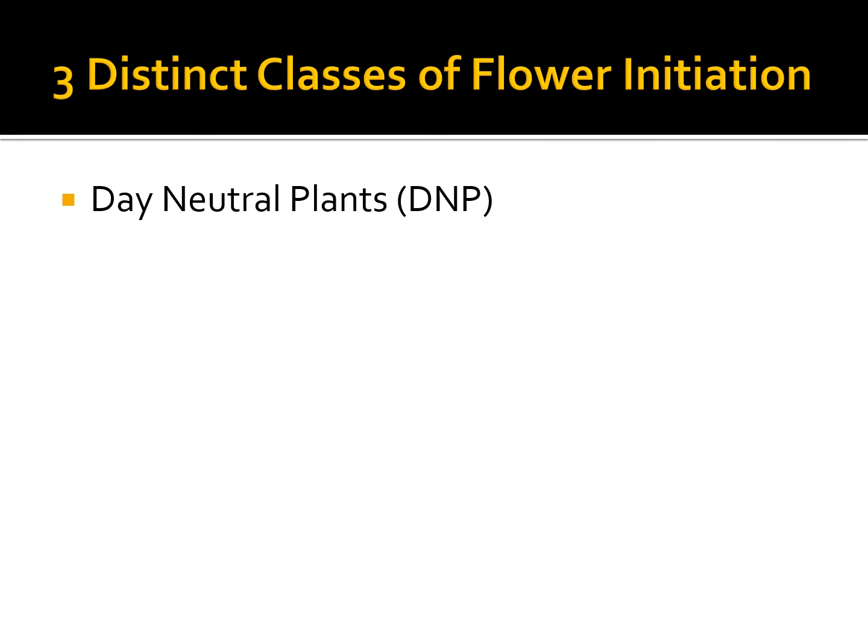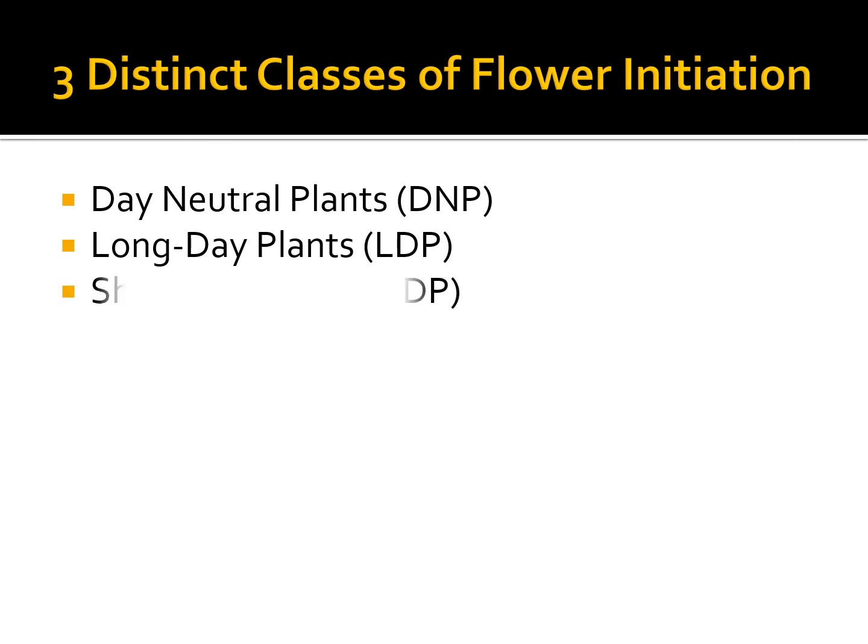All right, so we can take all species of plants and we can put them into 3 groups. One group is referred to as day neutral plants. The second group we call long day plants. And the third group we call short day plants. So let's look at these 3 groups and see if we can understand some of their characteristics.